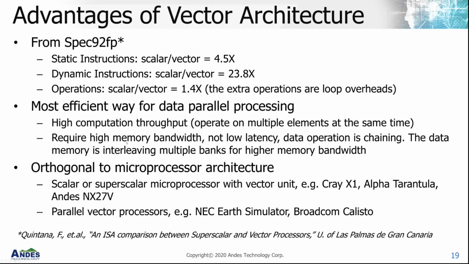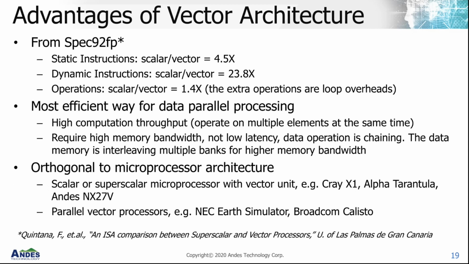So it's the most efficient way for data parallel processing. You have high computation throughput, and it also requires high memory bandwidth, not low latency. The data operation is chaining, and the data memory is interleaved across multiple banks for higher memory bandwidth. It's orthogonal to the microprocessor architecture, so you can have a scalar or superscalar microprocessor with a vector unit, as in the examples of the Cray X1, the Alpha, and Andes processors, of course. And you have parallel processors from NEC or from Broadcom.